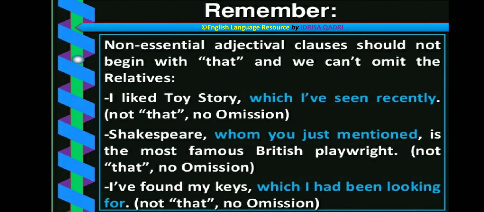In non-essential adjectival clauses, what we need to remember is that we should not begin with that and we can't omit the relatives. For example, I like Toy Story, which I have seen recently. Shakespeare, whom you just mentioned, is the most famous British playwright. I have found my keys, which I had been looking for.